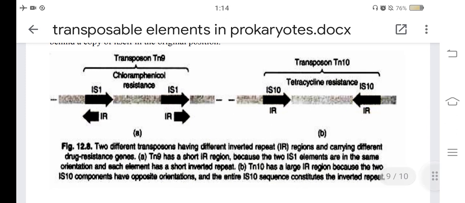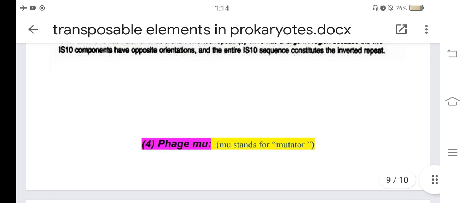Two different transposons having different inverted repeat regions and carrying different drug resistance genes. Tn9 has a short IR region because the two IS1 elements are in the same orientation and each element has a short inverted repeat. Tn10 has a large IR region because the two IS10 components have opposite orientation and the entire IS10 sequence constitutes the inverted repeat.